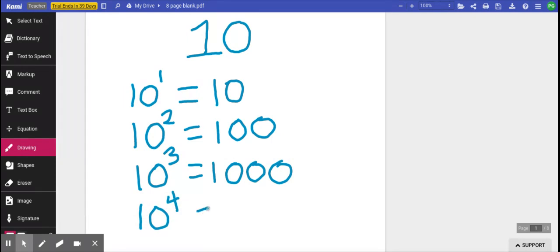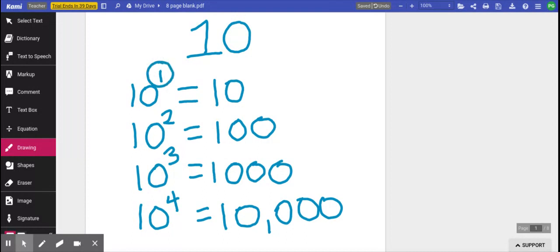Are you following a pattern here? What do you notice? How many zeros will 10 to the 4th have when you expand the number? The answer is 4. So when you're working with the number 10, the exponent corresponds with the number of zeros there are.